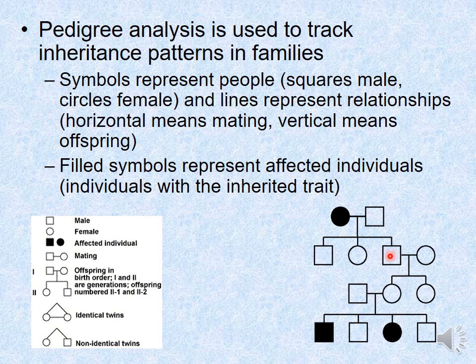And then this particular offspring of these two parents mated with another and had these two children, both daughters. And then this daughter mated with this male and had 4 children, 3 boys and a girl.